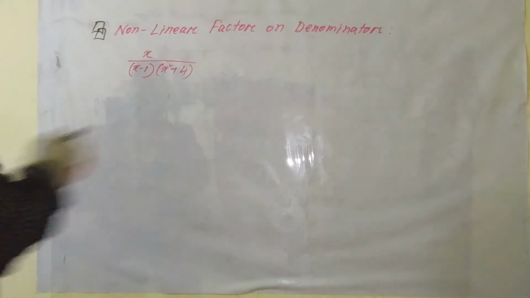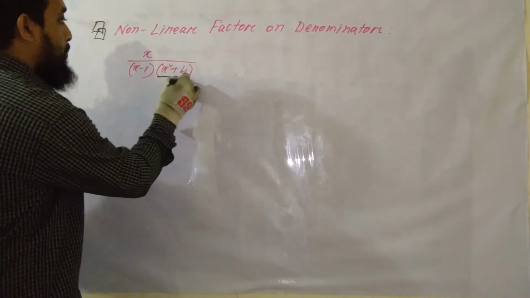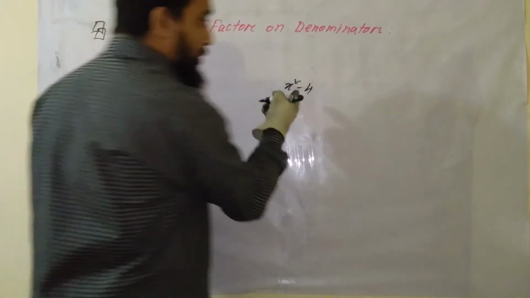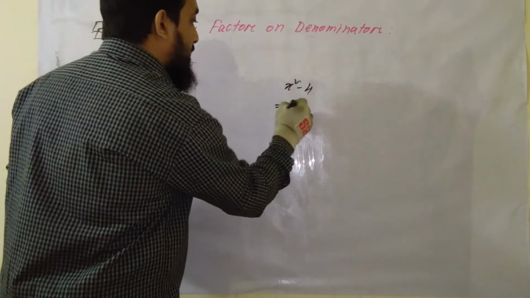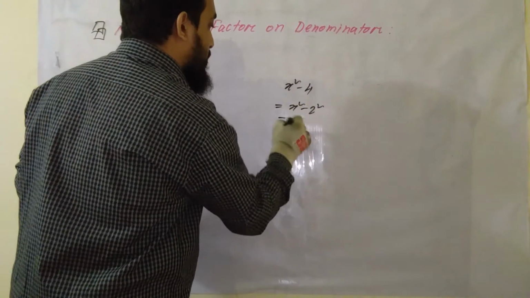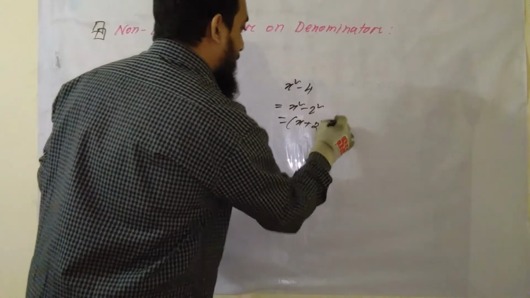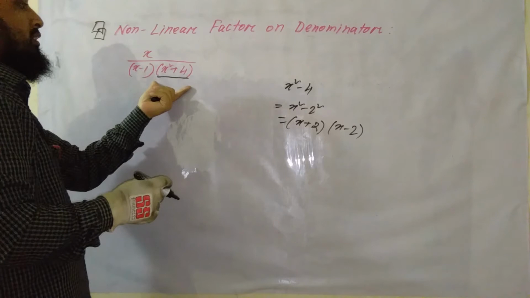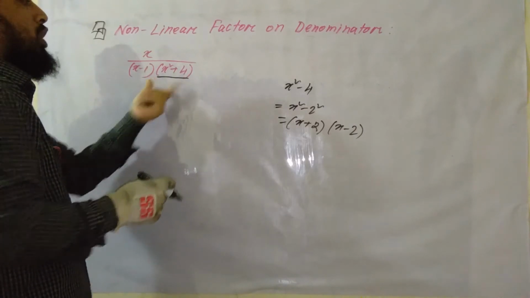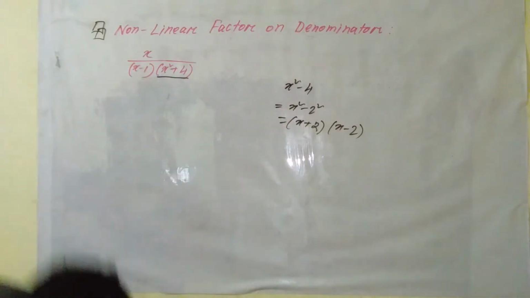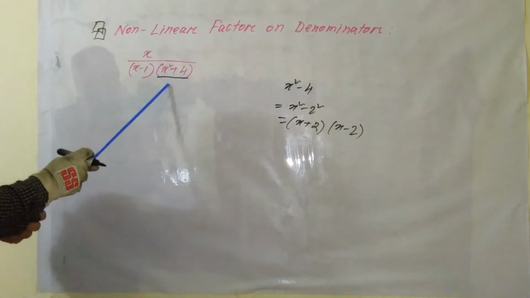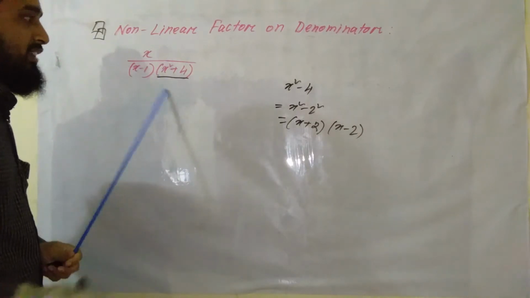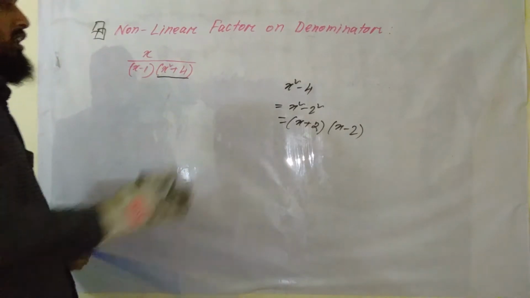What is nonlinear? Look, here this part x square plus 4 is nonlinear because if it were x square minus 4, then we could write it as (x plus 2) into (x minus 2). But we cannot factorize this one. This is called a nonlinear factor. So if we face this kind of situation, what do we need to do to convert them into partial fractions? Okay, let's move.